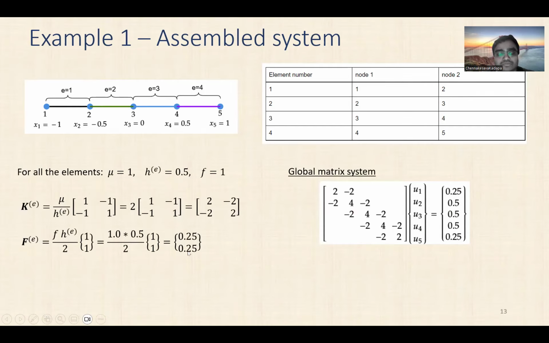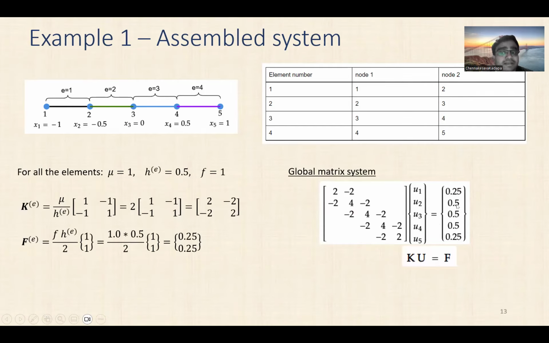Similarly here, 0.25, 0.25 for each element, and for internal nodes we get the contribution from both elements, on the left side and the right side. So 0.25 plus 0.25 would be 0.5 for all the internal nodes, 2, 3, and 4. So this is our global stiffness matrix, and this is our global force vector.